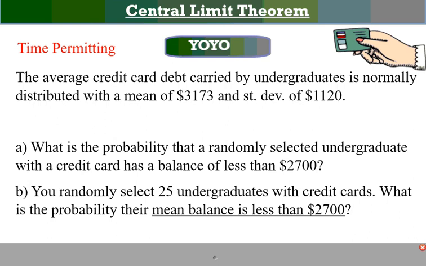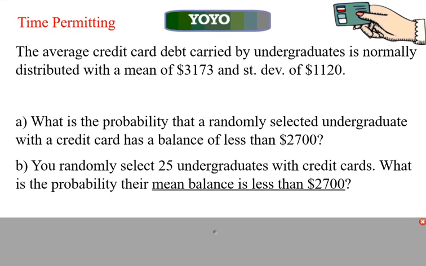The average credit card debt carried by an undergraduate is normally distributed with a mean of 3,173 and a standard deviation of 1,120. What's the probability that an individual randomly selected undergraduate with a credit card has a balance less than $2,700? What's the probability you randomly select 25 undergraduates with credit cards and the sample average for that group is less than $2,700? Take the time, give it a go, come back when you think you have some answers you want to check.